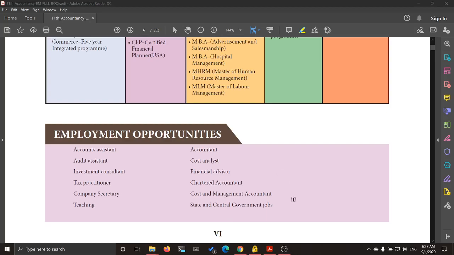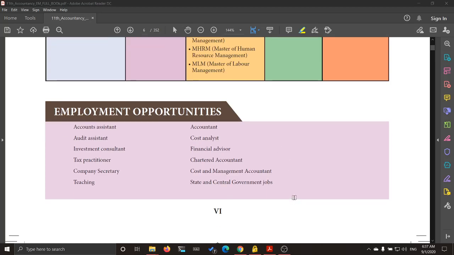Then cost and management accounting. Then you have the state government and central government jobs where you can be absorbed. Okay, all these are service oriented.